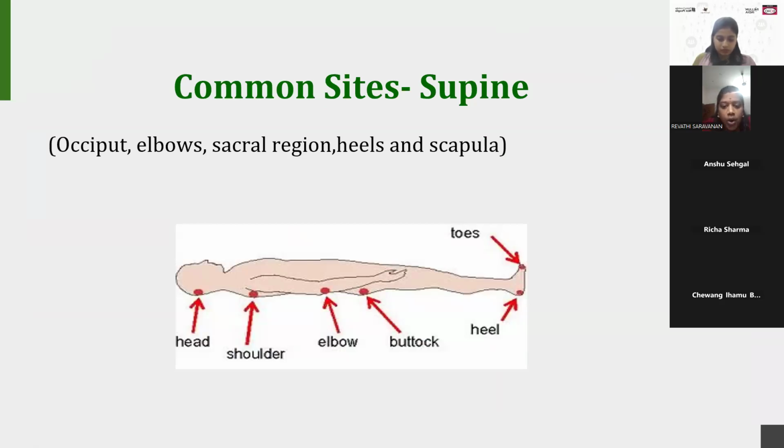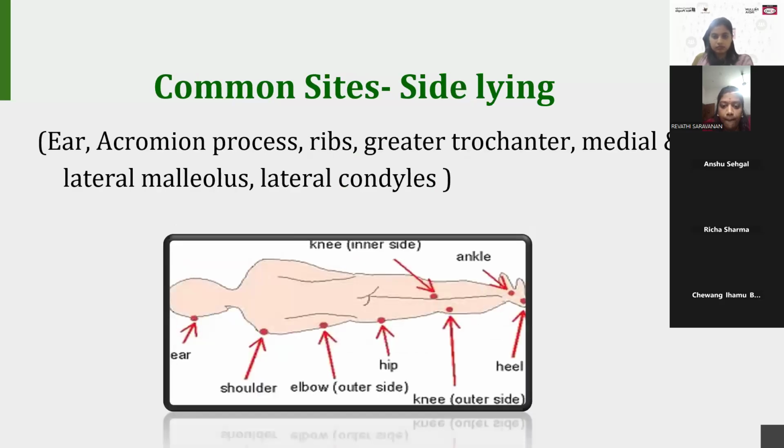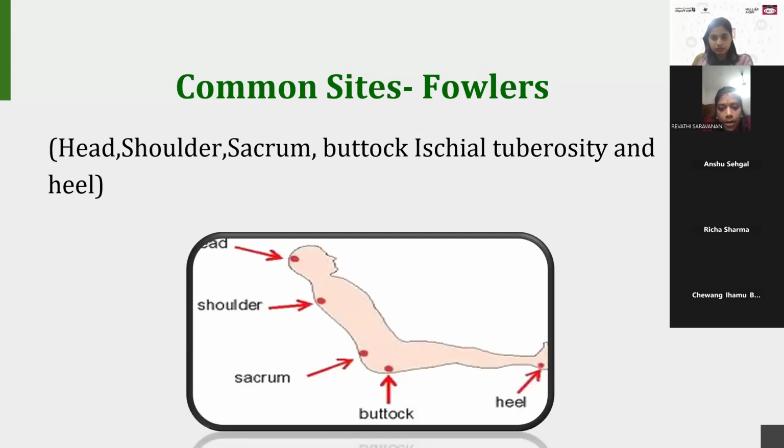Common sites: head, shoulder, elbow, buttock, heel, toes. As a nurse and an educator, you have to teach the caretaker to check these places often, every day. And as a nurse, you have to give massages, change the position, and check these sites every day as part of nursing care. Next slide, please.